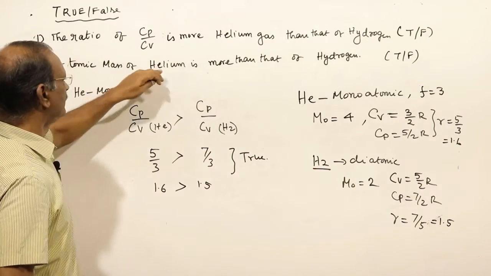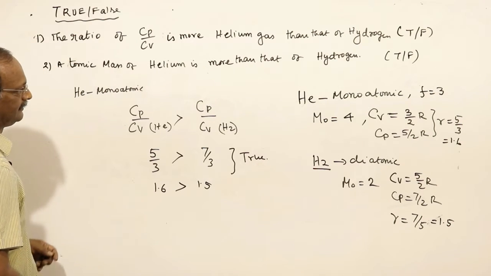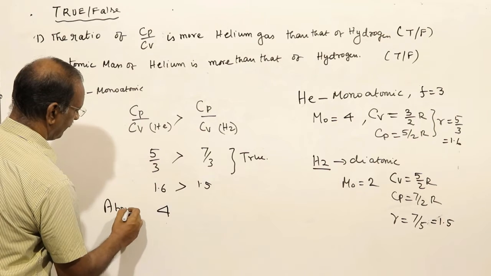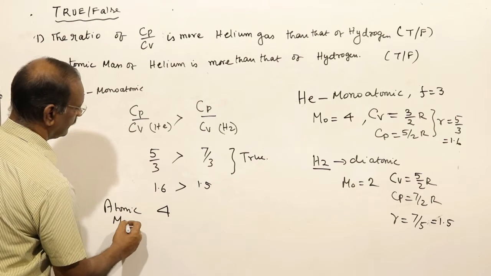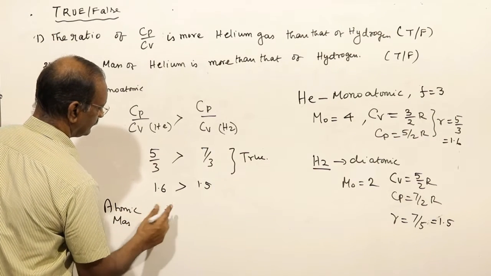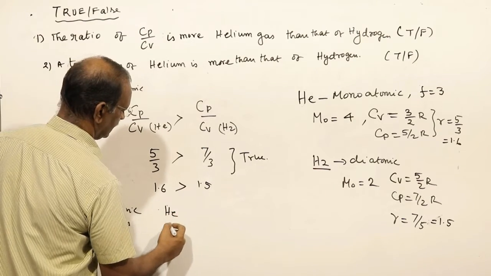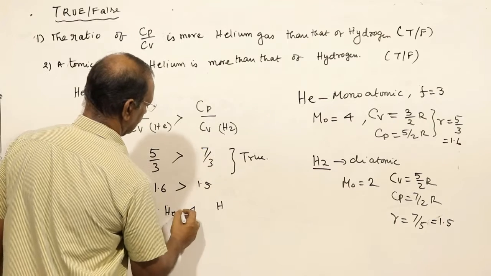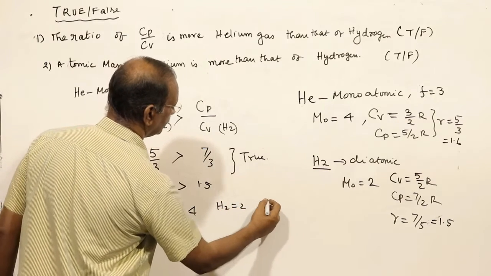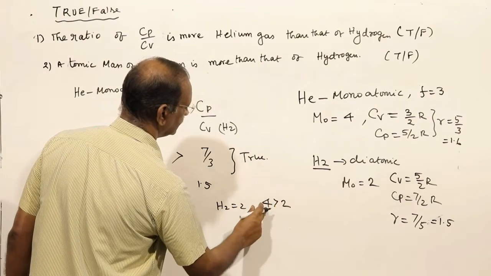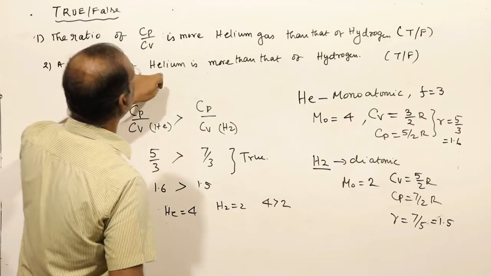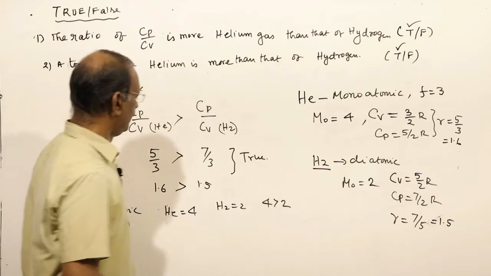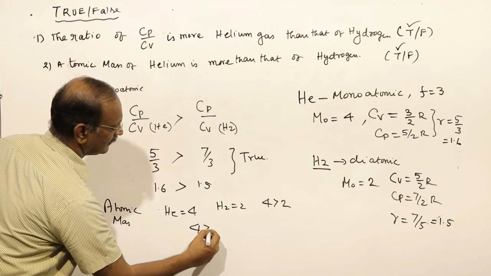Second question, the atomic mass of helium is more than that of hydrogen. Atomic mass for helium is 4, and for hydrogen it is 2. That means 4 is greater than 2. This is helium, this is hydrogen. The atomic mass of helium is more than that of hydrogen. This is also true, because 4 is greater than 2.